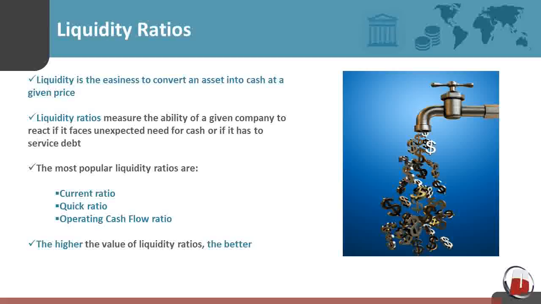The most popular liquidity ratios are current ratio, calculated as current assets divided by current liabilities; quick ratio, calculated as current assets minus inventories divided by current liabilities; operating cash flow ratio, which equals cash flows from operating activities over current liabilities. The higher the value of liquidity ratios, the better.